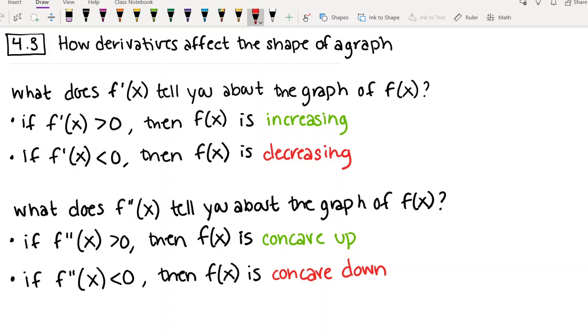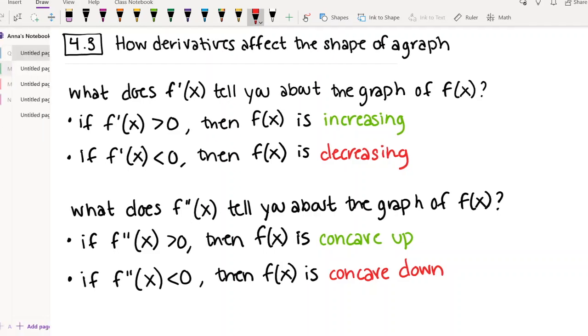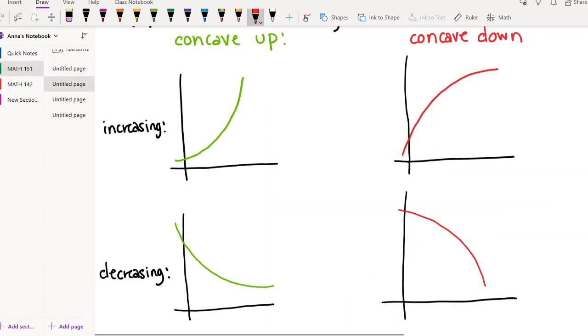So there's going to be something analogous to a critical number for concavity, but I'm going to save that for tomorrow just so that we can focus more on these ideas for today.